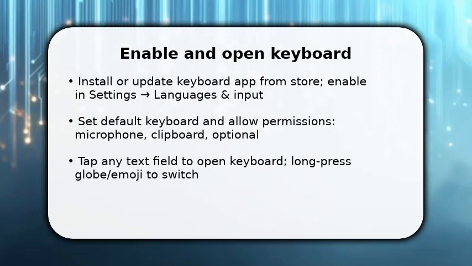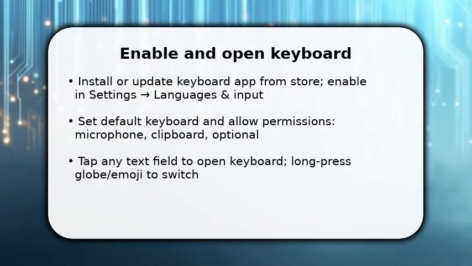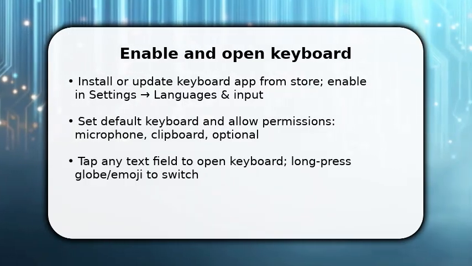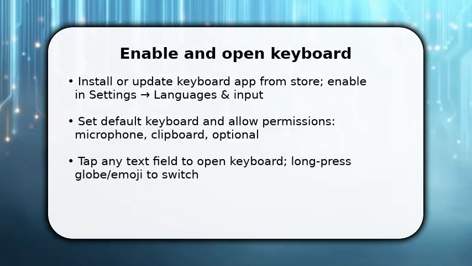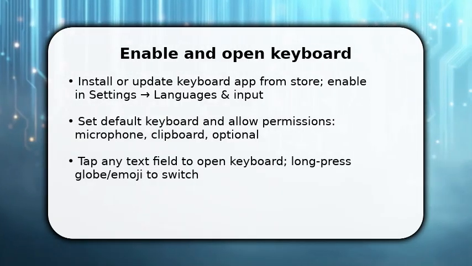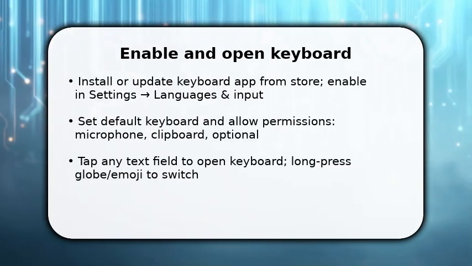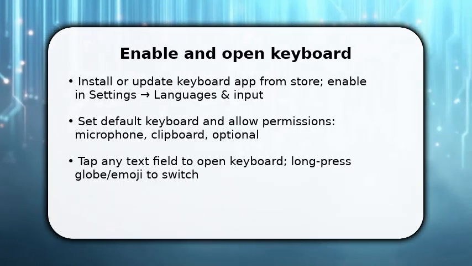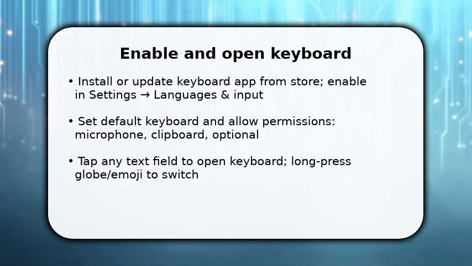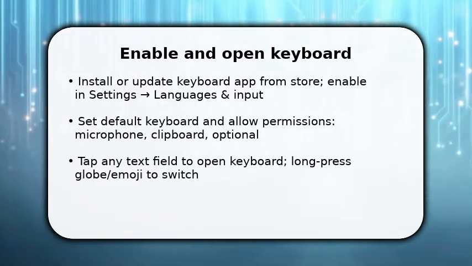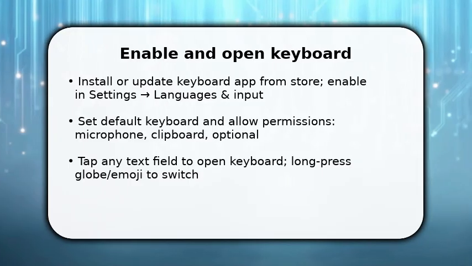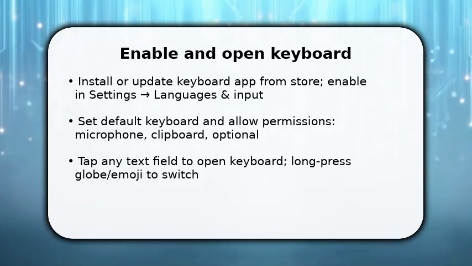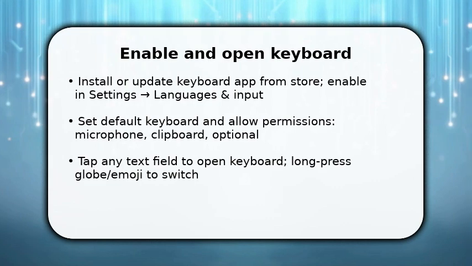You start by enabling the keyboard you want and granting basic permissions so it can access the mic or clipboard when needed. Once done, set it as the default in Settings > Languages and input so apps open it automatically. Now open any text field and tap to summon the keyboard. If multiple keyboards exist, long press the globe or emoji key to switch quickly. Do this now so the keyboard is active and ready for the next configuration steps.